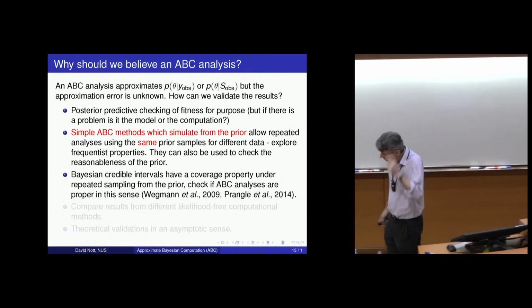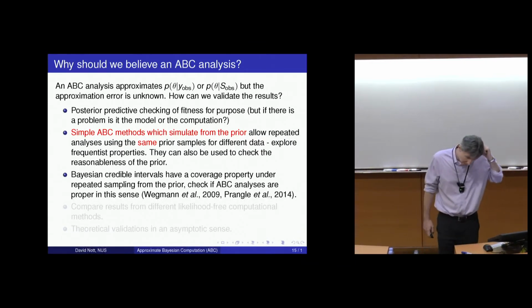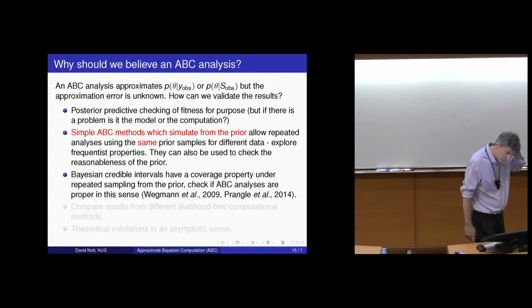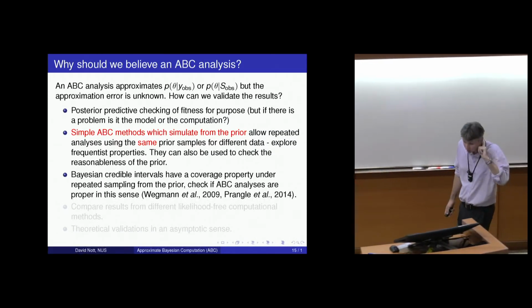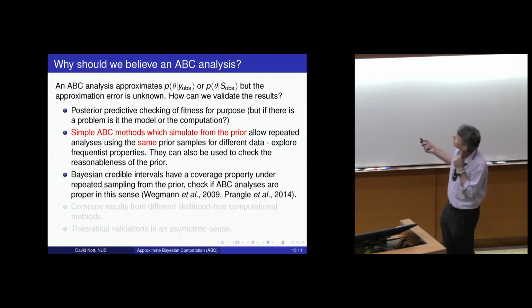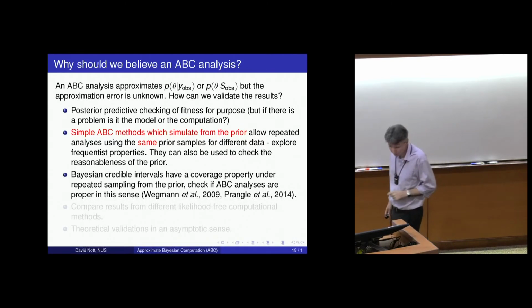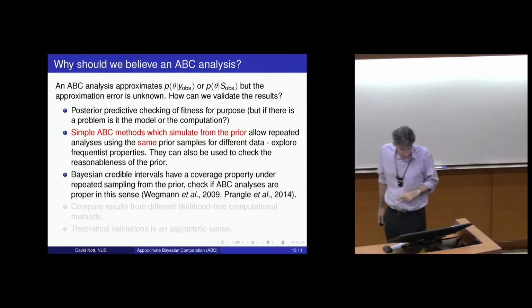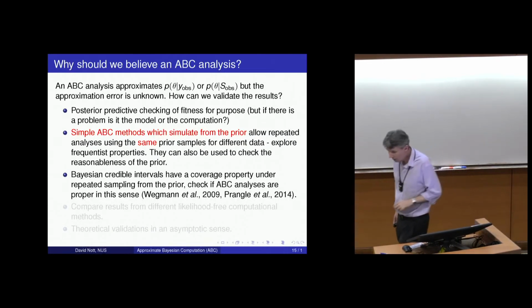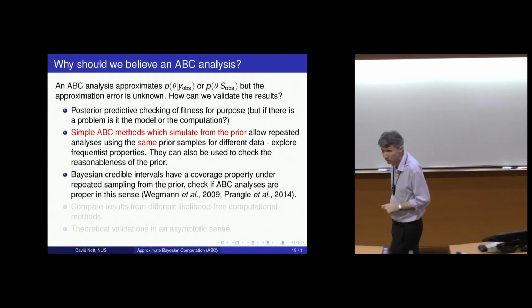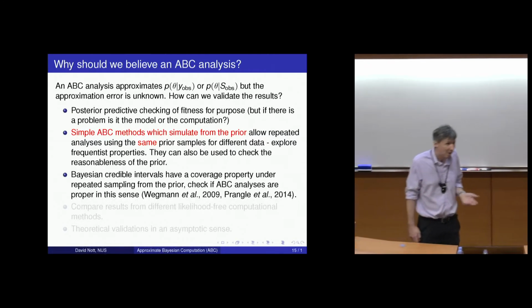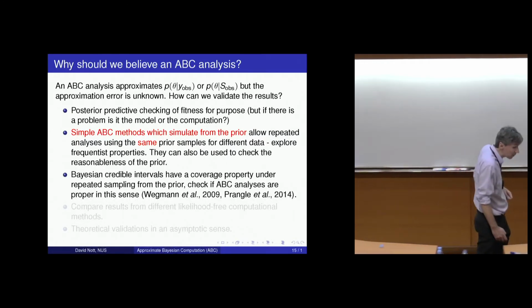And one way that people have suggested we should validate ABC approximations is using this idea. So you do repeated ABC analyses where you're sampling from the prior. As I said, these repeated analyses are simple to do with some ABC algorithms. And then you check if your ABC posterior is a proper Bayesian posterior in this sense of having this coverage property under repeated sampling from the prior.